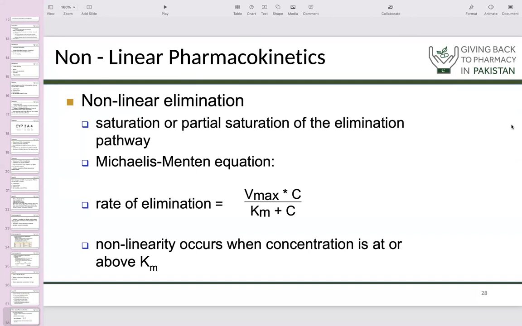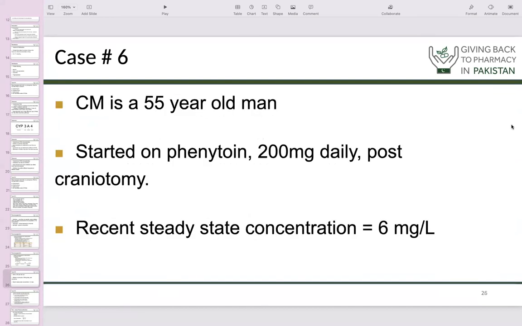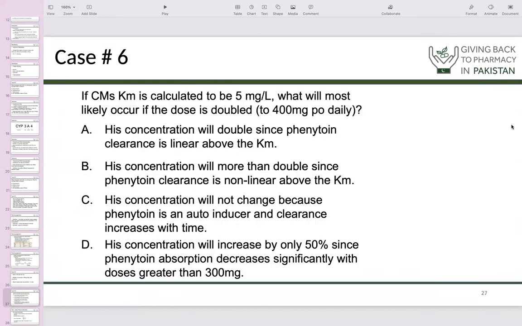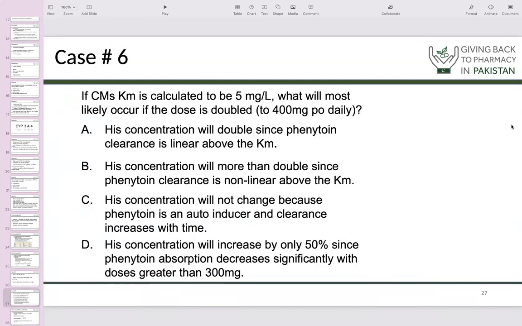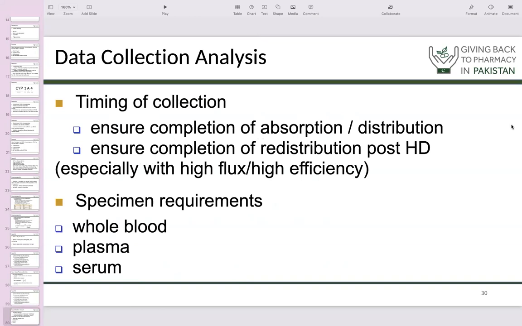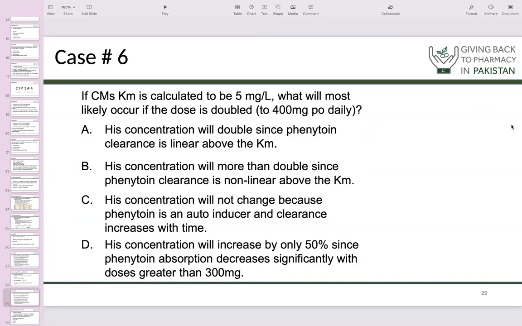So the concentration of the phenytoin in our patient is 6 milligram, but the Km is 5 milligrams. So the concentration is above the Km, so non-linearity will occur. So the answer is B: his concentration will be more than double, since phenytoin clearance is non-linear above the Km. So you cannot predict whether the elimination will remain the same or not.